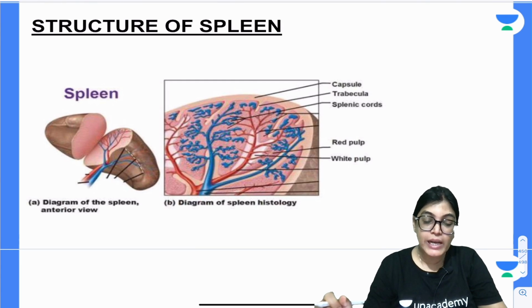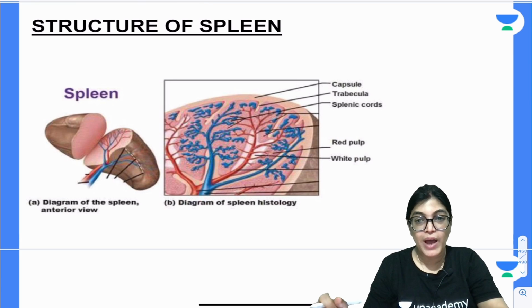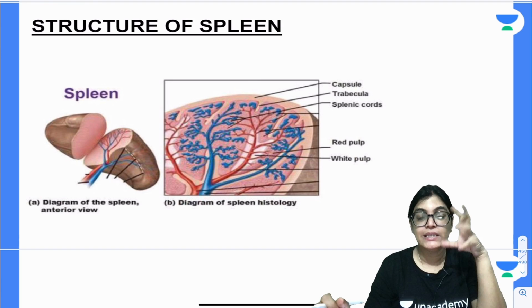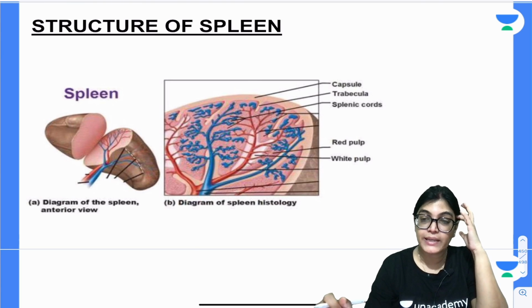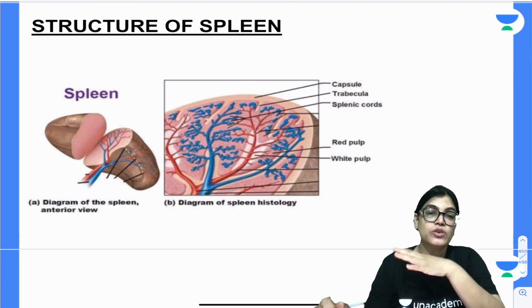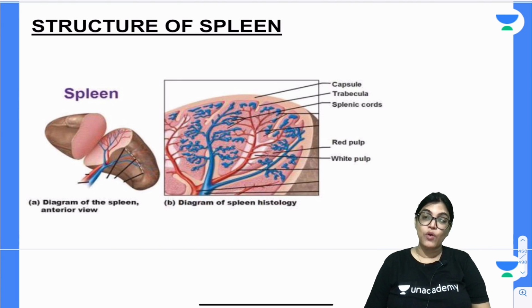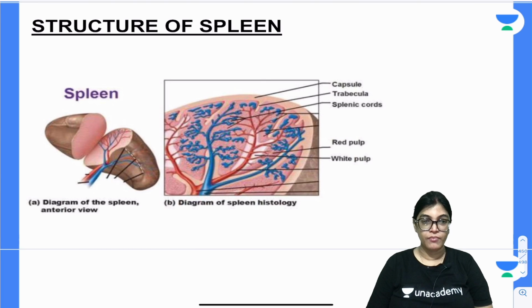Now, it is also a lymphoid organ. It has reticular fibers as the supporting network, but the major area, if you look at the interior of the spleen, is made of white pulp and red pulp. It is important that you have an idea of what the white pulp contains and what the red pulp contains.